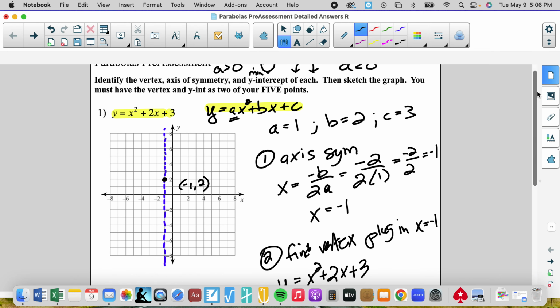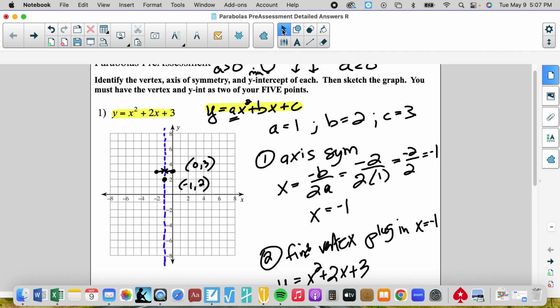So I'm going to go on the y-axis. I'm going to make a dot at 3. So I had 0, 3. Now I'm going to reflect it. So I see that this point is 1 away from the axis of symmetry. So its reflection point is going to be 1 away also. So that would be that location.